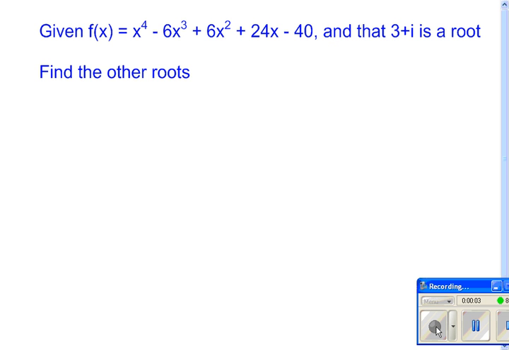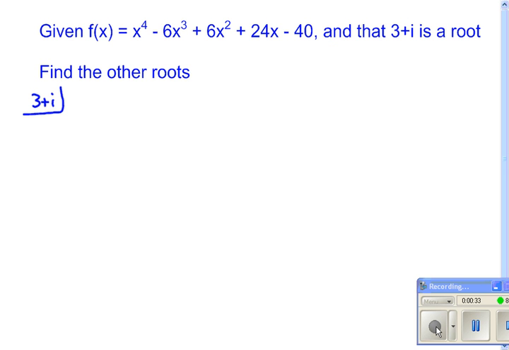Today, we are going to find all of the roots of a polynomial given one of the imaginary roots using synthetic division. Since I give you 3 plus i as a root, we are going to put 3 plus i in the corner. When you look at the polynomial that's given, we are not missing any terms because it goes from the x to the fourth to x to the third to x squared to x to the constant.